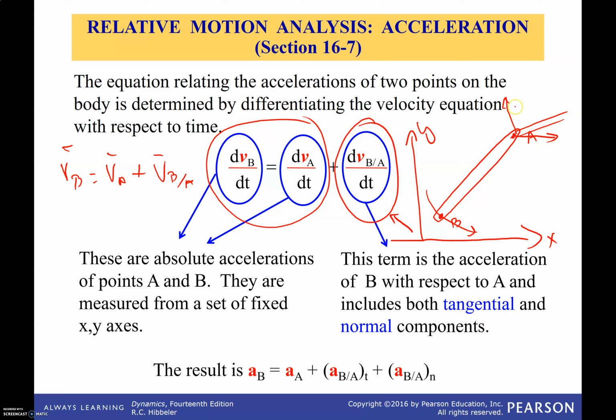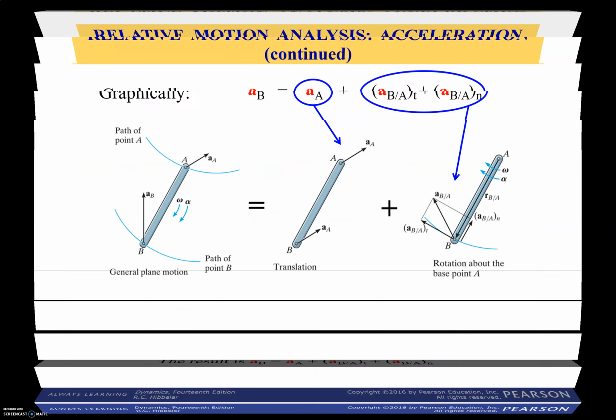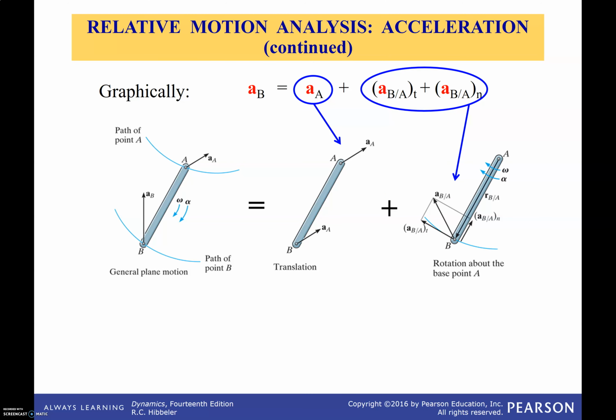So this is the acceleration measured about this point, where you are looking at this and you're sitting at this point. Anything that moves about this point is doing a rotation, so it's going to have a tangential and a normal component. And we know how to write those: alpha r and omega squared r. We've seen those before. So let's look at how to write those graphically.